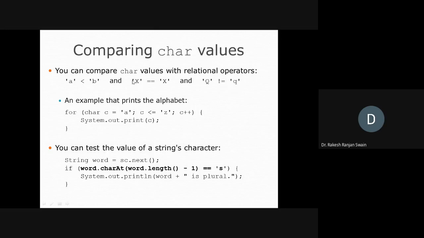Similarly, if I check capital 'X' double equal to capital 'X', this will be equal. Yes, this ASCII value is the same as this. But if you compare small 'x' and capital 'X', this will not be equal. This will give false here. Similarly, 'Q' not equal to 'Q'? Yes, this will be 1.